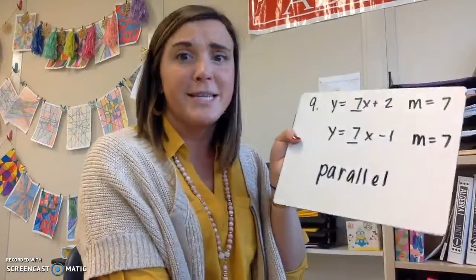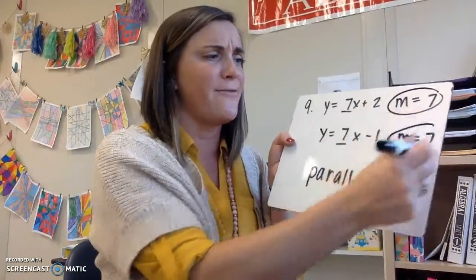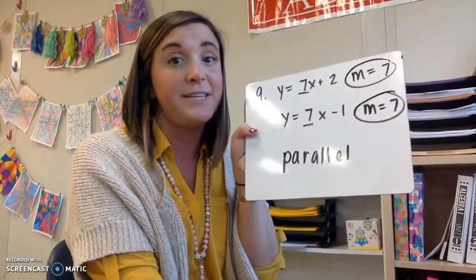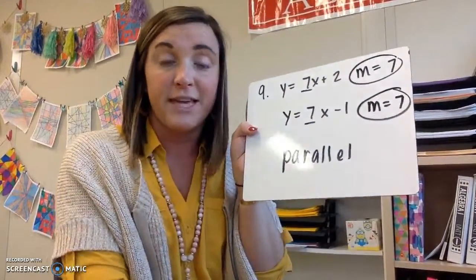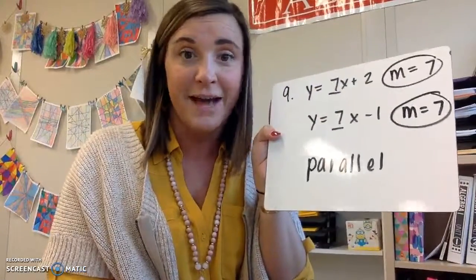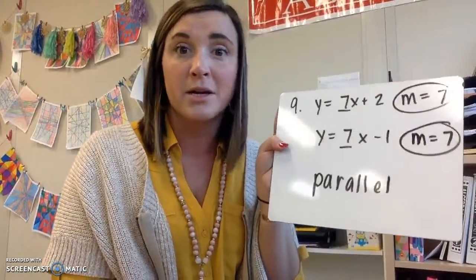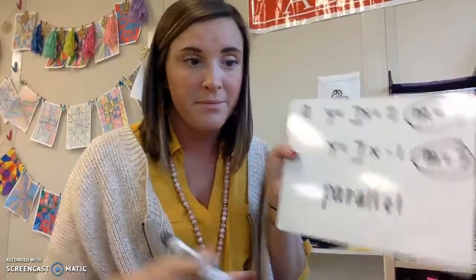So all I would expect to see for your work is that you're somehow identifying that you see that both of the slopes are 7 and then making your justification based on that. So this is an example of minimal work, just identifying what's in front of you.